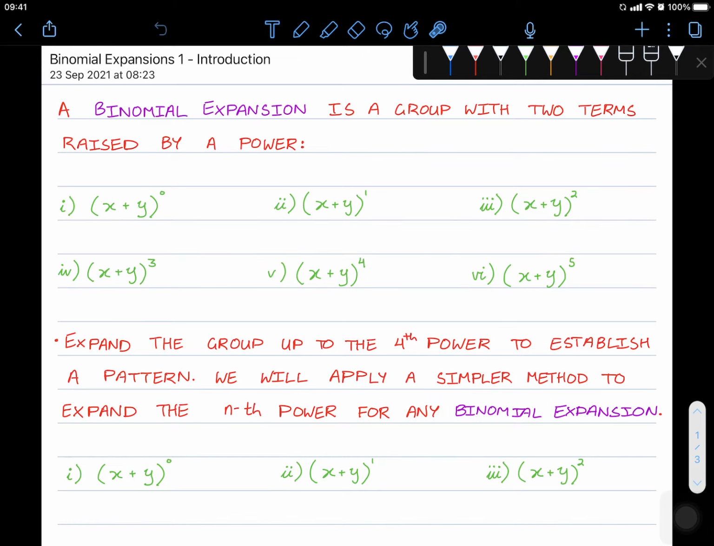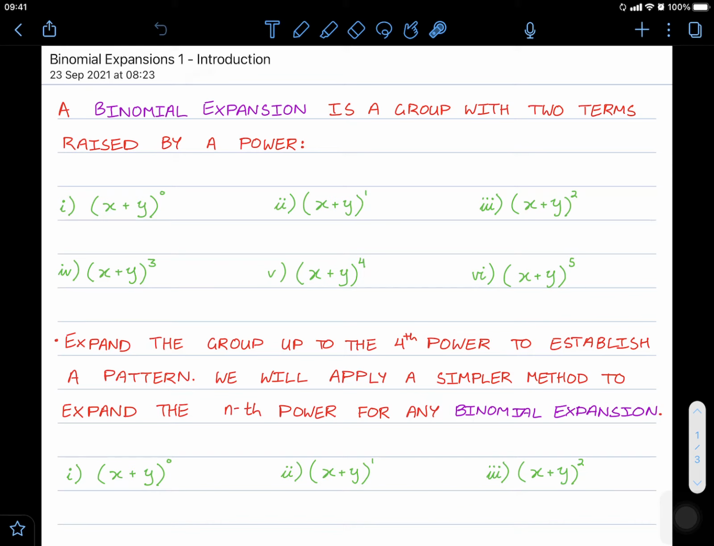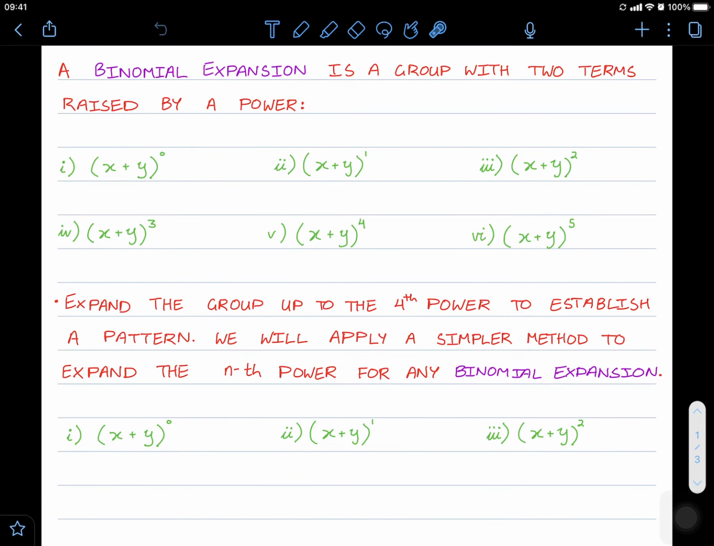In this video I'm just going to give you an introduction to what a binomial expansion is, and hopefully we'll see one of many patterns that we'll see from these expansions. So here we go. A binomial expansion is a group with two terms raised by a power. So one term, two terms, it's in a group, it's raised by a power. One group with two terms raised by a power. I'm sure you get the idea.